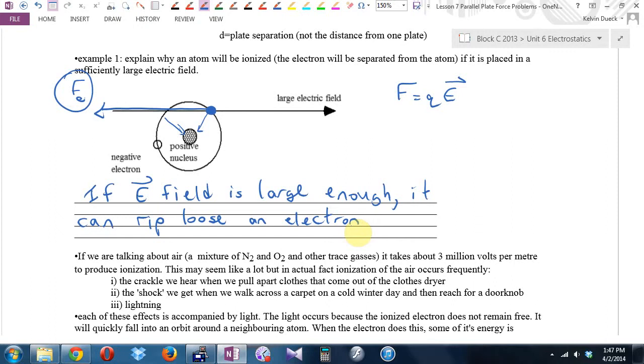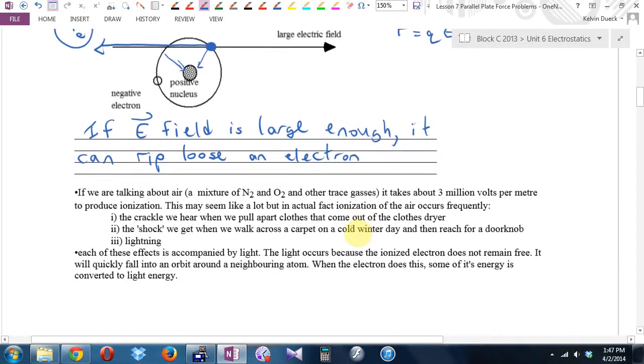If we're talking about air, mostly nitrogen and oxygen, it turns out that an electric field of about 3 million newtons per coulomb, or about 3 million volts per meter, is enough to start ripping electrons off of air. That's what you're hearing on a staticky day when you hear the crackle noise. You're actually ionizing electrons. You generated a big enough electric field over a very, very small distance to do it.